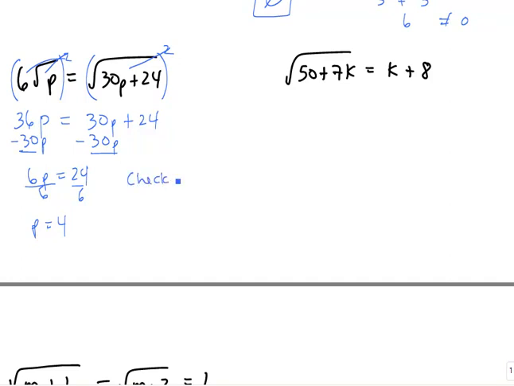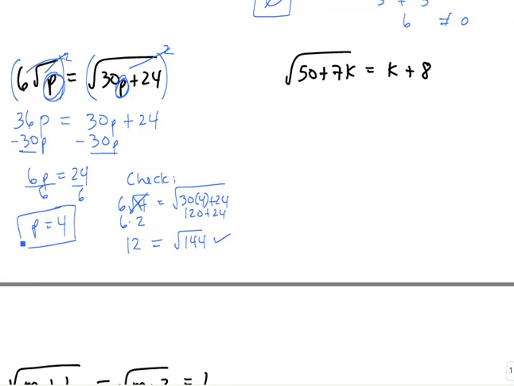Let's do our check. I'm going to substitute in 4 right here and right here. So the left side will be 6 square root of 4. The right side will be square root of 30 times 4 plus 24. Square root of 4 turns into a 2 times the 6 makes the left side 12. On the right side, 30 times 4 is 120, plus 24 more is 144, and all of that is still under a square root, and 12 does equal the square root of 144, so this does work. So p equals 4 is our solution.